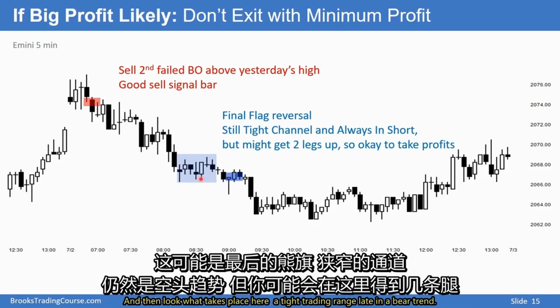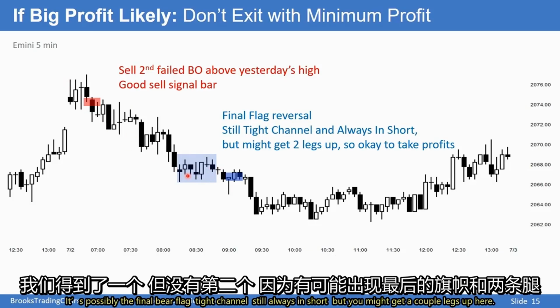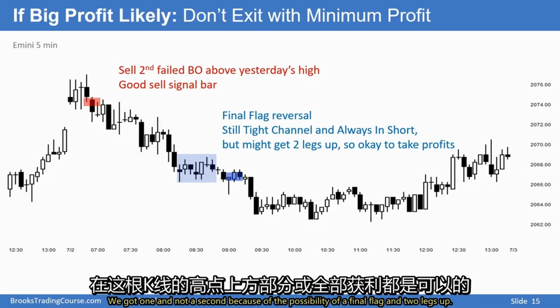And then look what takes place here. A tight trading range late in a bear trend. It's possibly the final bear flag. Tight channel, still always in short, but you might get a couple legs up. Here you got one and not a second.